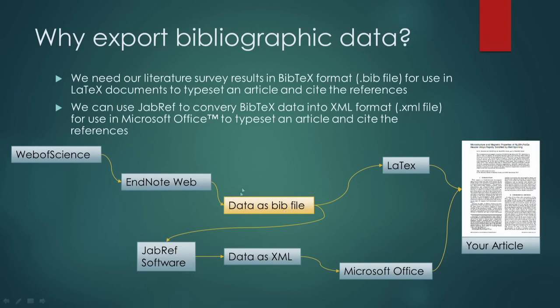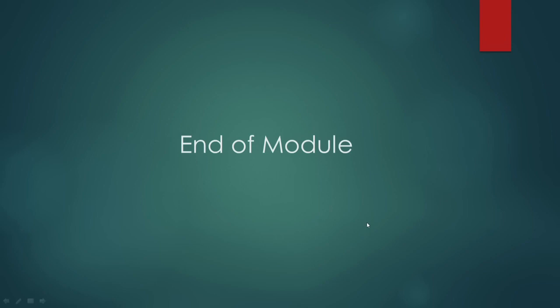Now, once the data is available as a bib file, then you can use LaTeX directly and make those references in your article, or you can use JabRef to export the bib file to an XML format and then use that XML data in Microsoft Office, for example, to write your article. In other words, if you are planning to write an article or thesis and you want your literature data to come as a data file, then there is a procedure to adopt, and here I am showing you the data flow for that procedure. Thank you.